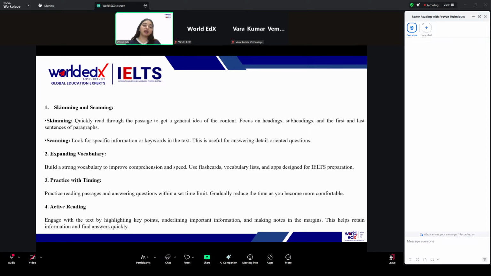The next is expanding vocabulary. It is exponentially important that you really expand your vocabulary when you're trying to understand the IELTS test. You can use a lot of apps. You can definitely use vocabulary lists. You can use ChatGPT for this one because this technology is going to stay. So why not make use of it?